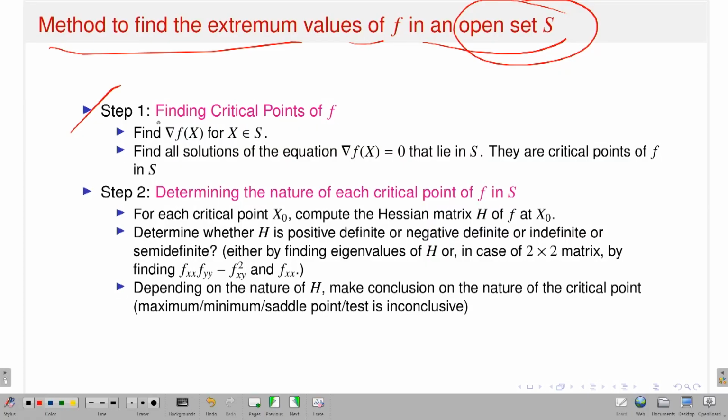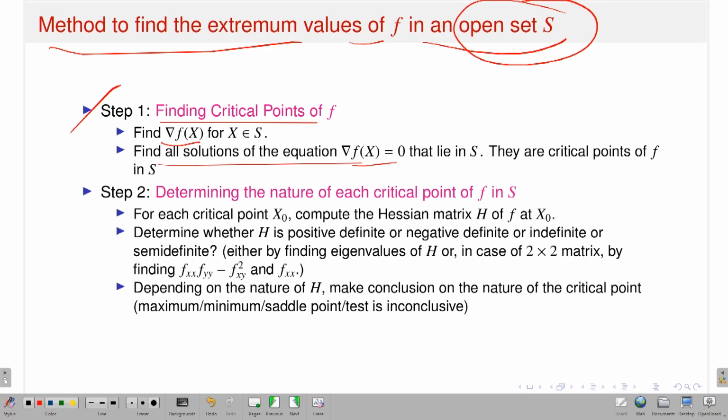So, I have written step 1, finding the critical points. What you have to do is first find the gradient vector of f at any point x. Then you solve: suppose grad of f at x0 is zero, where x0 lies in S, they are the critical points. So, that means you have to first find the critical points.